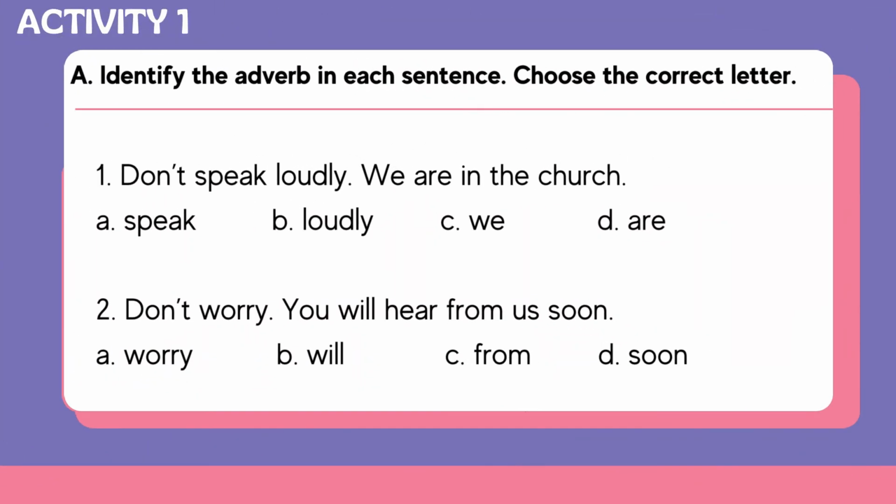Now here's our first activity. Identify the adverb in each sentence. Choose the correct letter. Number 1. Don't speak loudly. We are in the church. Number 2. Don't worry. You will hear from us soon.